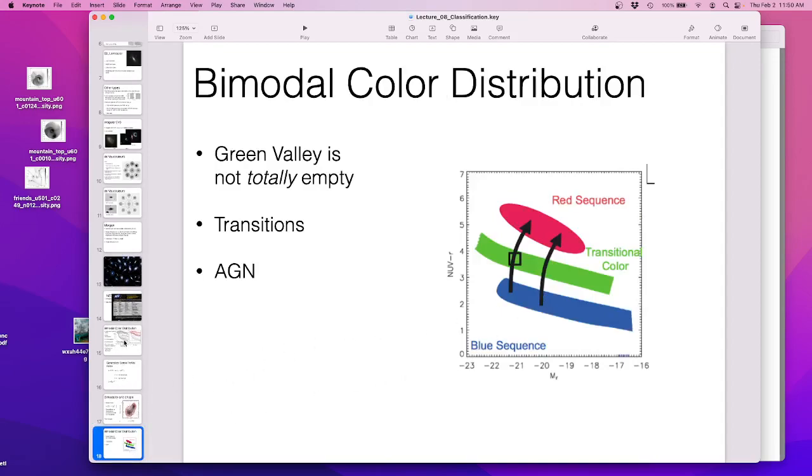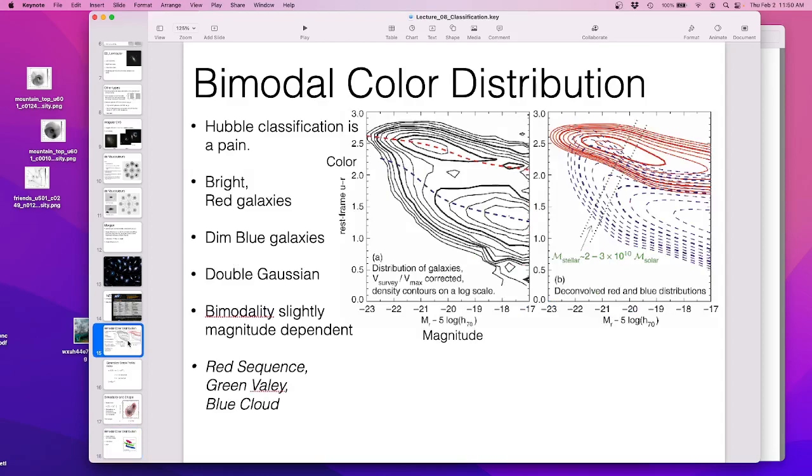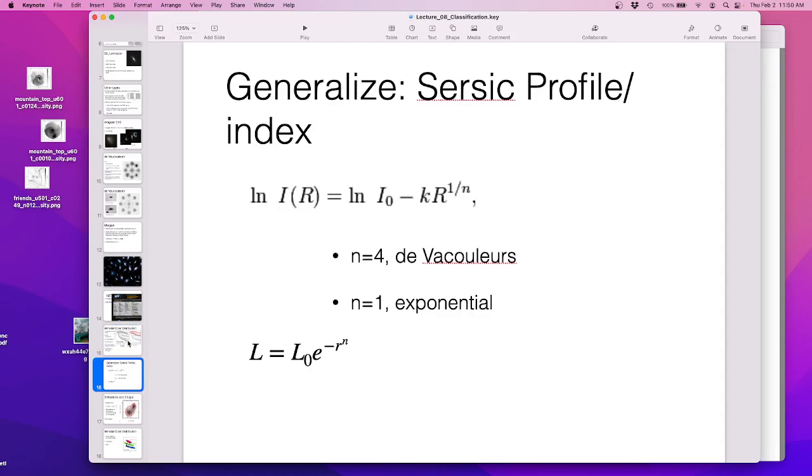Oh, the other thing. So how can I tell if something is an elliptical or a spiral? Well, I've got to look at the distribution. So I'll come back to this in a second. There's this thing called the Sérsic profile. You don't have to remember what this is right now, but it's a generic way of generalizing the profile.